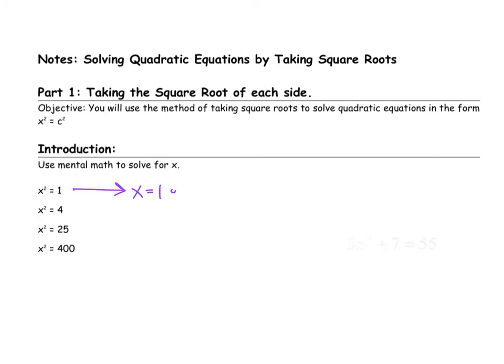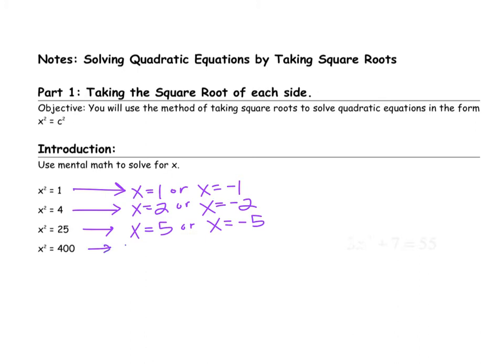x could equal 1 or x could equal negative 1. In my second example, if something squared equals 4, well, 2 squared equals 4, and also negative 2 squared equals 4. You can go ahead and pause the video and try these next two yourself if you want to make sure you understand it. And then when you restart the video, you can check and make sure that to get 25, you could square 5 or negative 5. And to get 400, you could square 20 or you could square negative 20.